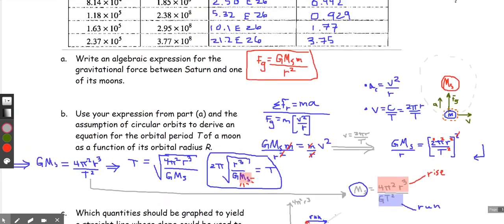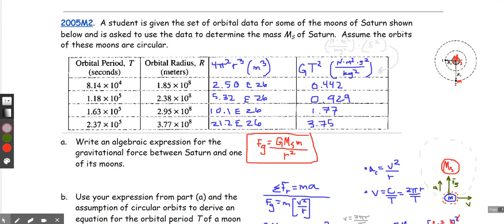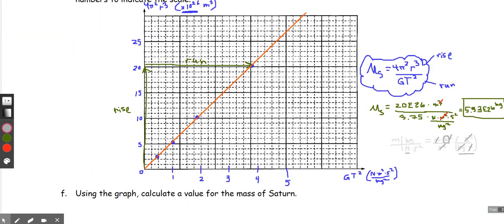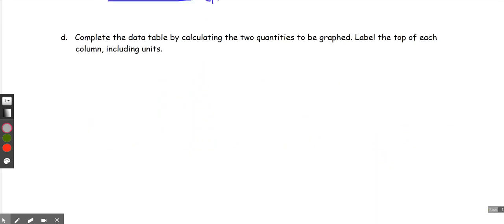So basically, here's how you identify one of these linearization problems. They're going to have a data table, and you're going to need to fill in a couple of spots, okay? You're going to have a giant graph that you need to graph, and you're going to find the slope of that graph after you've linearized the data. And you're going to use that to calculate some constant, in this case the mass of a planet.